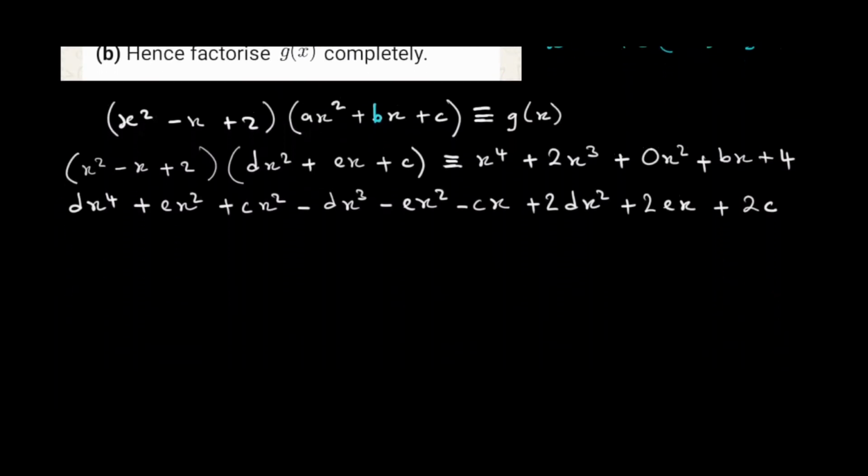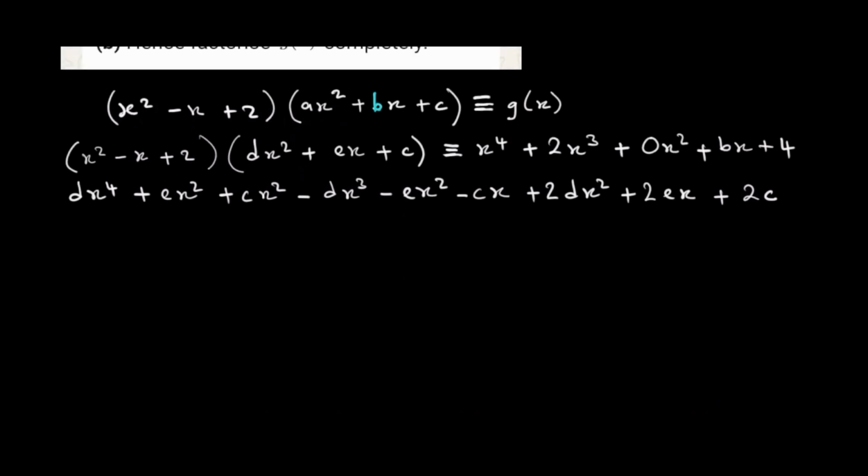So let's hope you understand what I said. Then if we want, this is going to be identical to x to the power 4 plus 2x cubed plus 0x squared plus bx plus 4. So I want to make sure we have done things properly, so I cross-check that I wrote x squared and dx squared correctly.